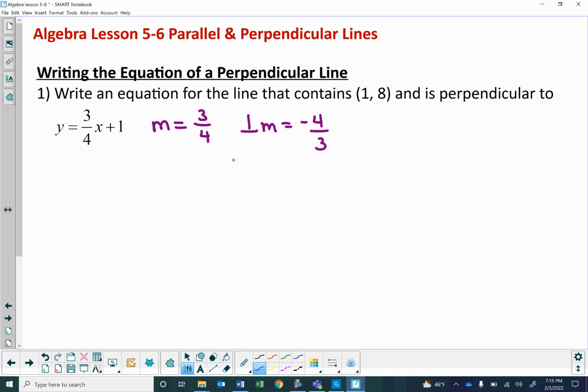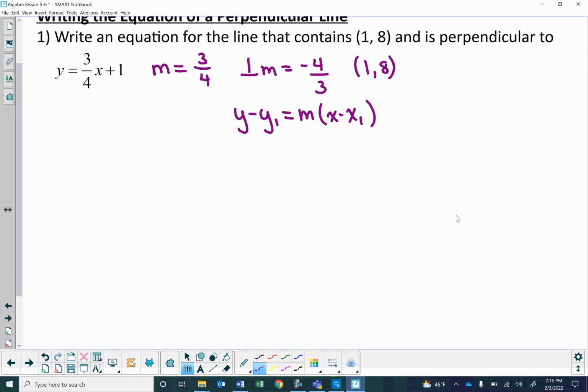So I'm going to use negative 4/3 and the point (1, 8). And I'm going to use that in the equation of y minus y1 equals m times x minus x1. And I write this equation over and over and over again so that I commit it to memory. I have it memorized. The more you write it, the better chances you will have of memorizing it as well. So now let's plug in our points. So y minus 8 is equal to negative 4/3, parentheses, x minus 1.